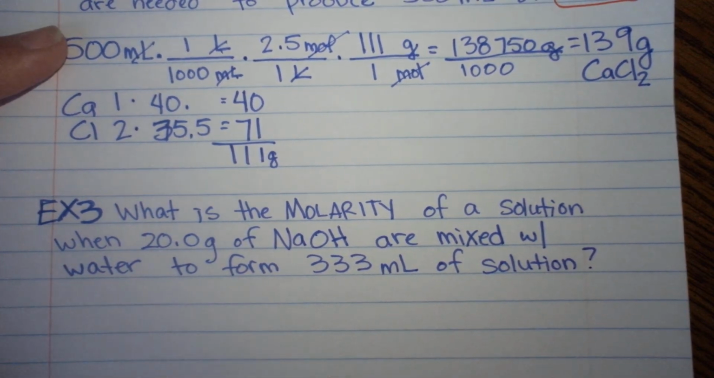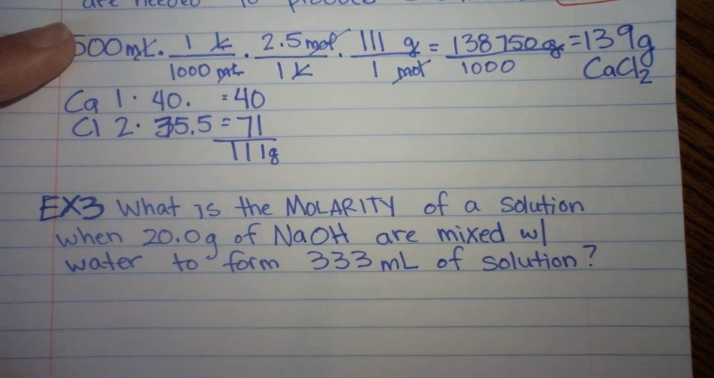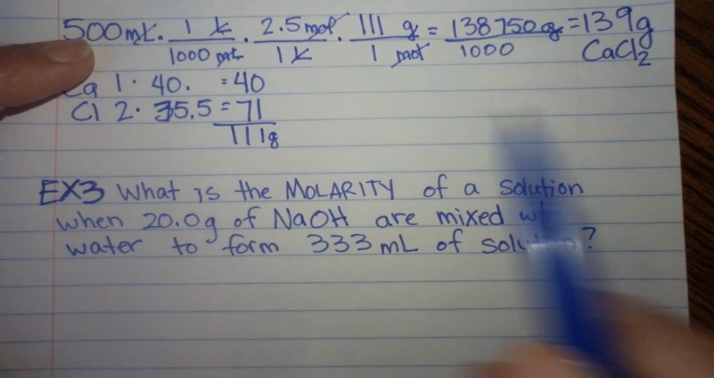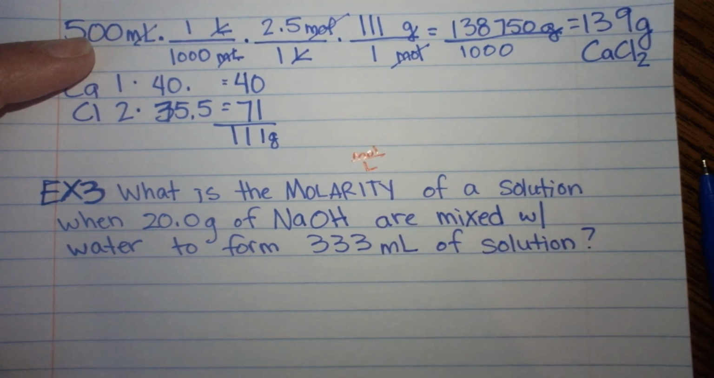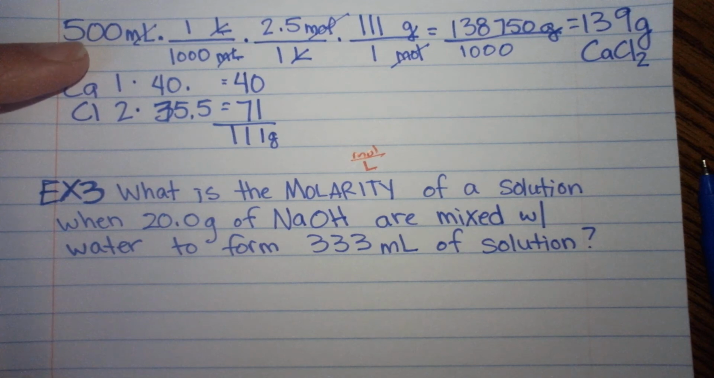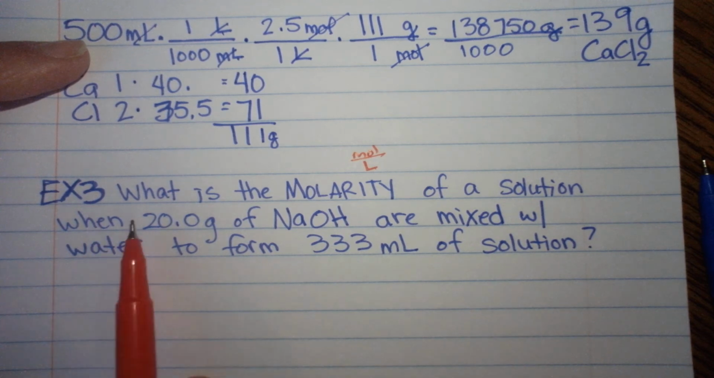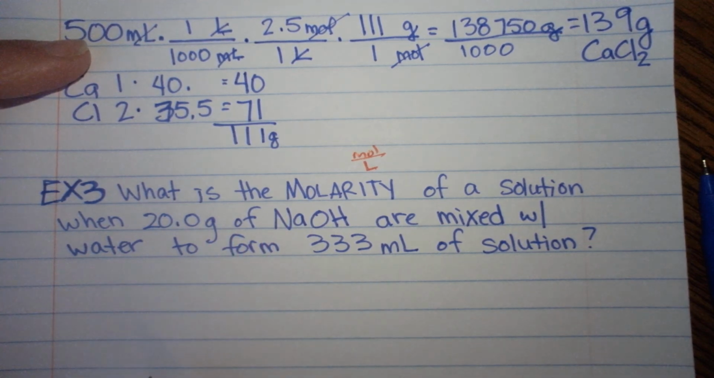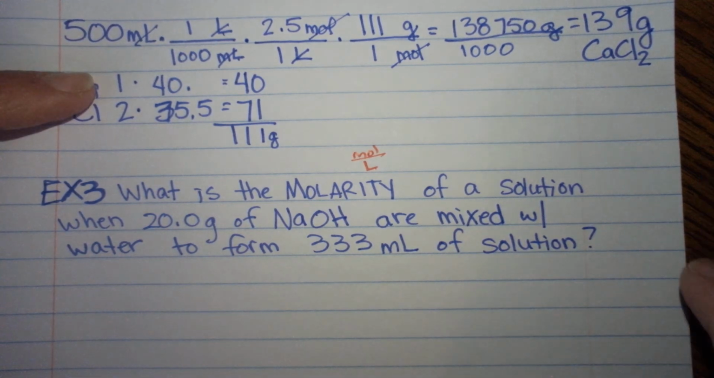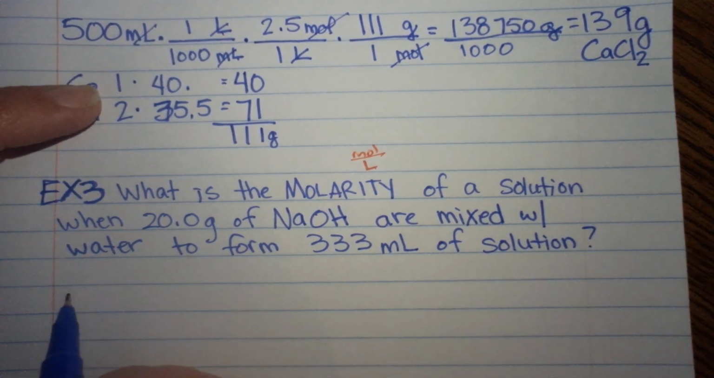Okay, so let's digest this question. Molarity, we learned earlier, is moles over liters. So I've got to somehow get moles over liters out of these numbers I'm given. Now let's think in the real world for a second. If I'm putting these things together, I'm going to put 20 grams of this into 333 milliliters of solution. So I can go ahead and just write it like that.